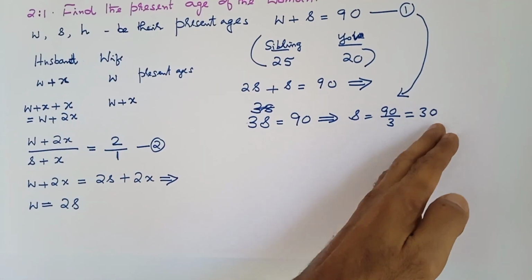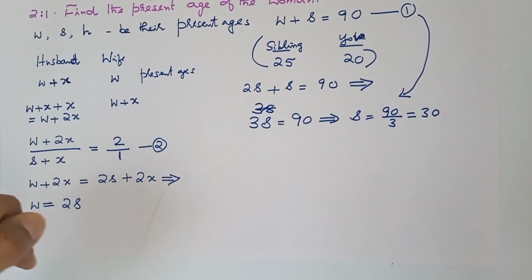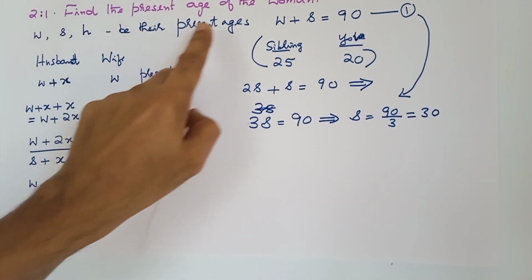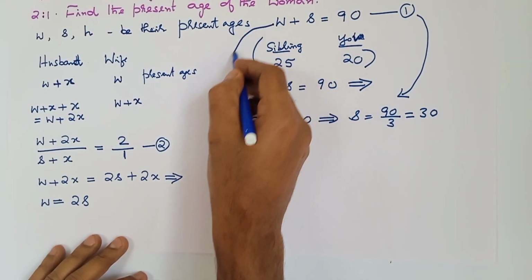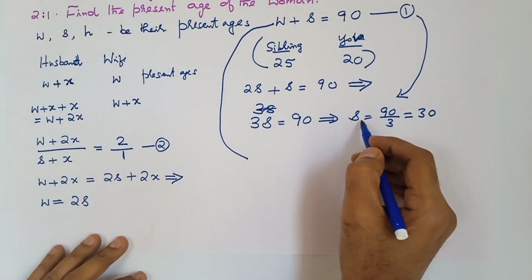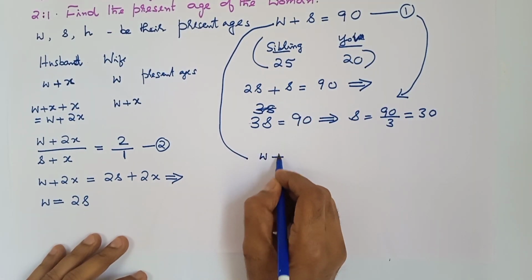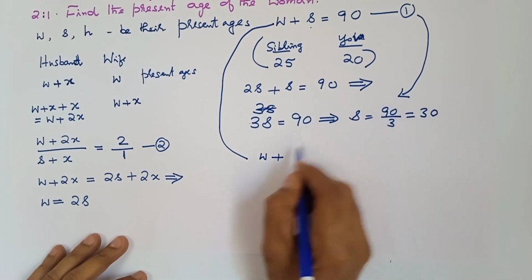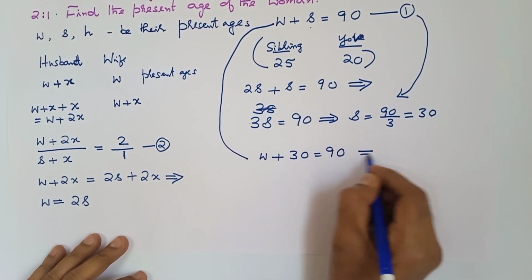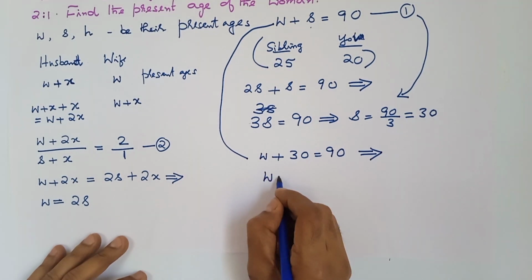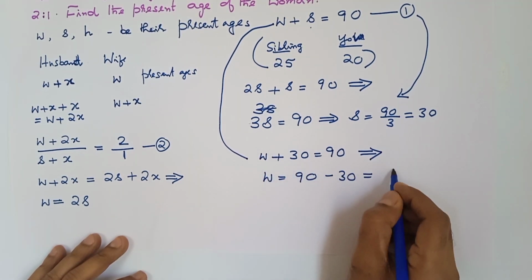So we got the present age of the son, S equals 30. What is it that is required to be found out? Present age of the woman. Okay. You can use this equation again and substitute S equal to 30 there. Instead of S, write 30. So W equals 90 minus 30.